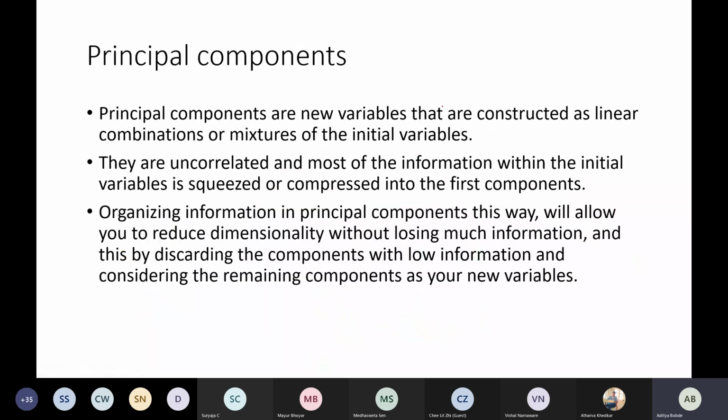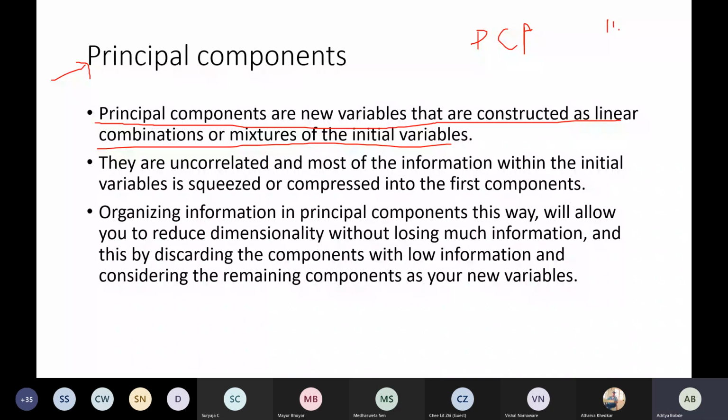Before finding the eigenvalues and eigenvectors, we see that PCA stands for principal component analysis. So what do principal components represent here? Principal components are the new variables. We will be generating new variables that are constructed from linear combinations, or mixtures, of the initial variables.